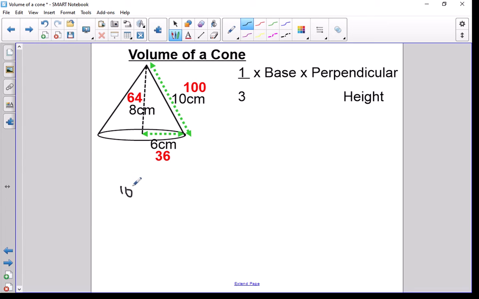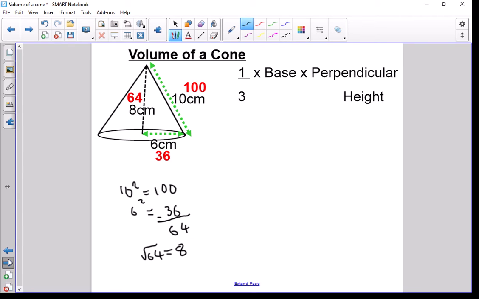squared equals 100, 6 squared equals 36. Because we're looking for a shorter side, we're going to take away, so that leaves us with 64, and then the square root of 64 gives us the perpendicular height.